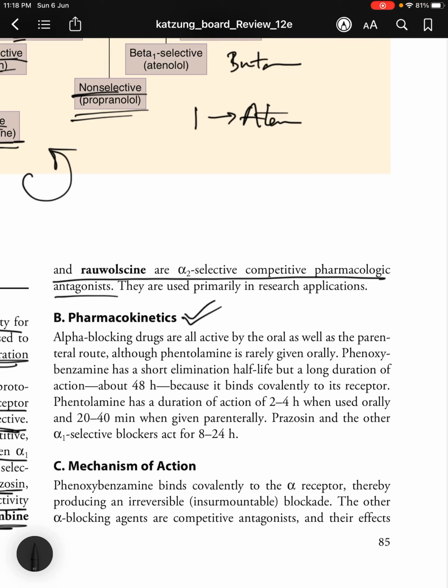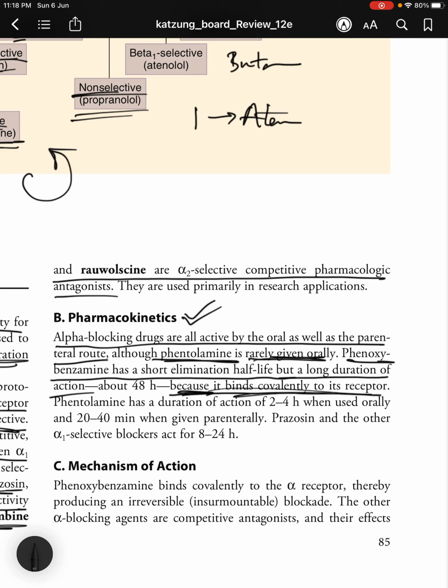Now coming to the pharmacokinetics. Alpha blocking drugs are all active by the oral as well as the parenteral route, although phentolamine is rarely given orally. Phenoxybenzamine has a short elimination half-life but a long duration of action. See, if something acts for a long amount of time, you wouldn't want to eliminate it, right? So that is quite the paradox: short elimination half-life, but a long duration of action, because it binds covalently to its receptor, it is irreversible.